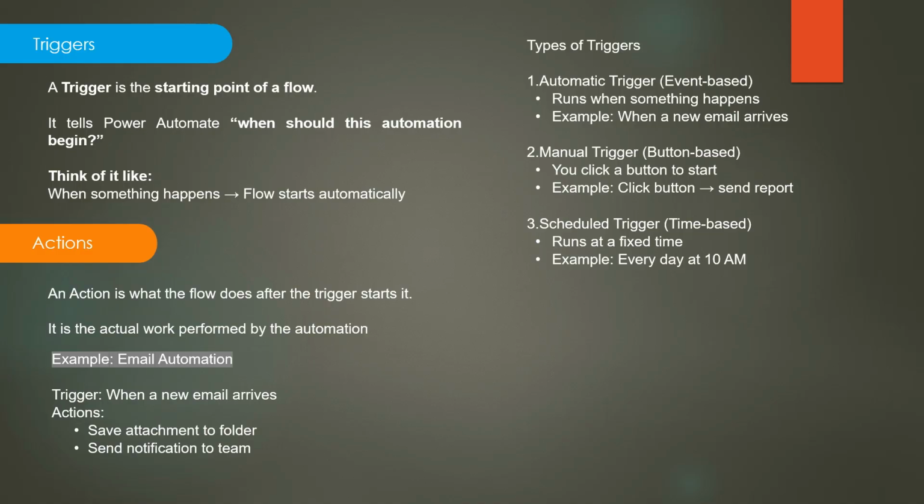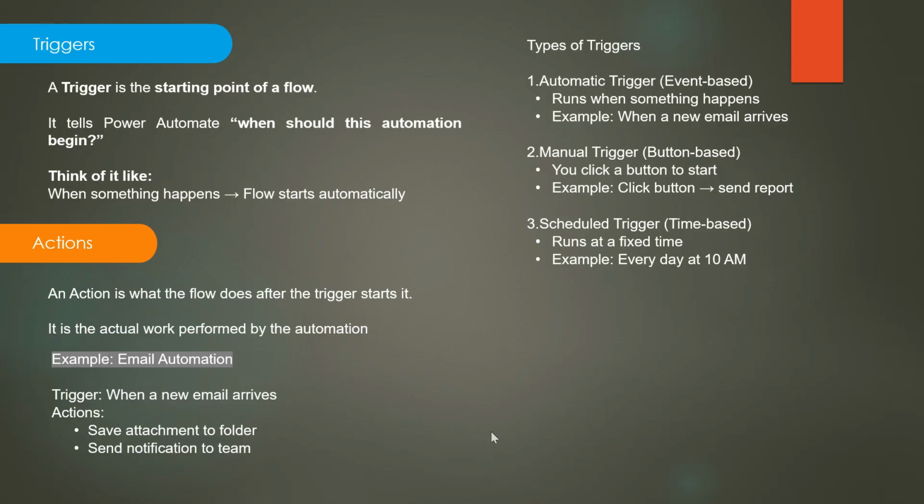Now, let's move on to actions. An action is what the flow does after the trigger starts it. It is the actual work performed by the automation. Let's take an example, an email automation trigger. When a new email arrives, here is the list of actions: save attachment to folder and send notification to team.